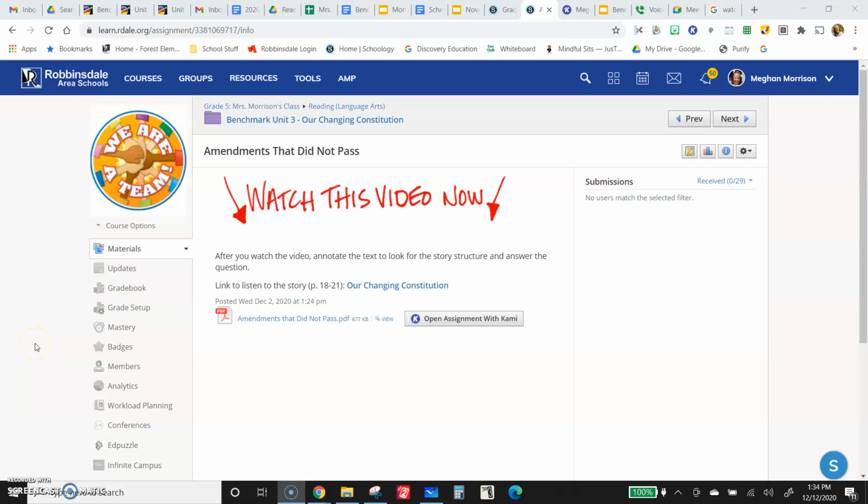The first text you are going to read this week is called Amendments That Did Not Pass. We've talked about different amendments that have passed that gave women the right to vote, that lowered the voting age, that made sure everybody had the right to vote, among others. So this text is about some amendments that did not pass.